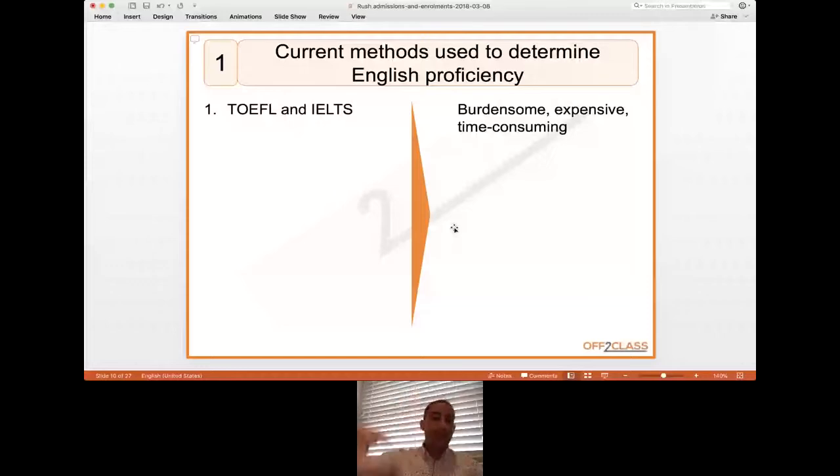So there's a set of exam strategy that you need to understand for TOEFL, and then there's a different set of exam strategy that you need to know for IELTS in order to score well on that exam. So it can be very burdensome, expensive, time-consuming.